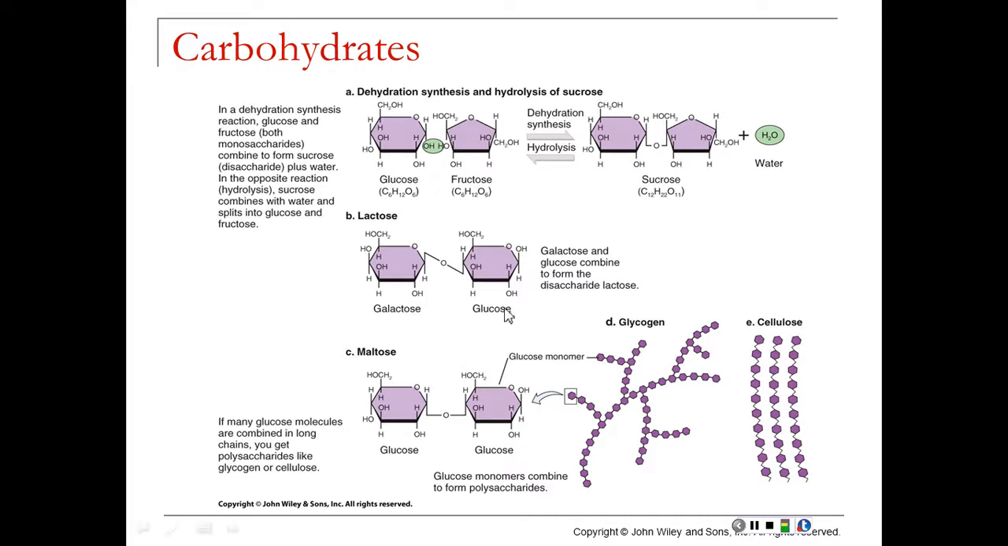In the second diagram here, you can see lactose. Lactose is a disaccharide molecule made of a molecule of galactose and a molecule of glucose. Then we have maltose here. Maltose is another disaccharide made of two glucose molecules joined together. Check out glycogen here. Glycogen is actually a heavily branched chain of glucose molecules as opposed to cellulose, which is just a straight chain of glucose molecules joined together. Glycogen and cellulose would be examples of polysaccharides.